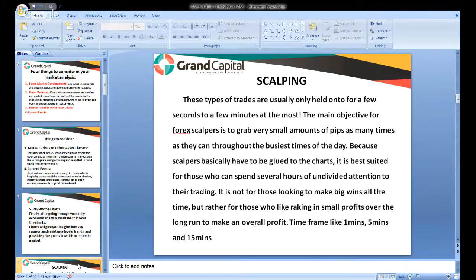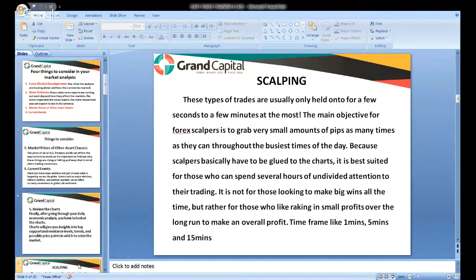In this scalping system, the strategy is simple: holding a trade for a few seconds to a few minutes at most, and you close the trade. So you only take advantage of little changes. You are not expected to have a trade that will give you much profit unless you set a very high lot size, which will also be very risky to your account. The major objective for forex scalping is to grab a very little amount of pips as many times as they go throughout the busy period of the day.